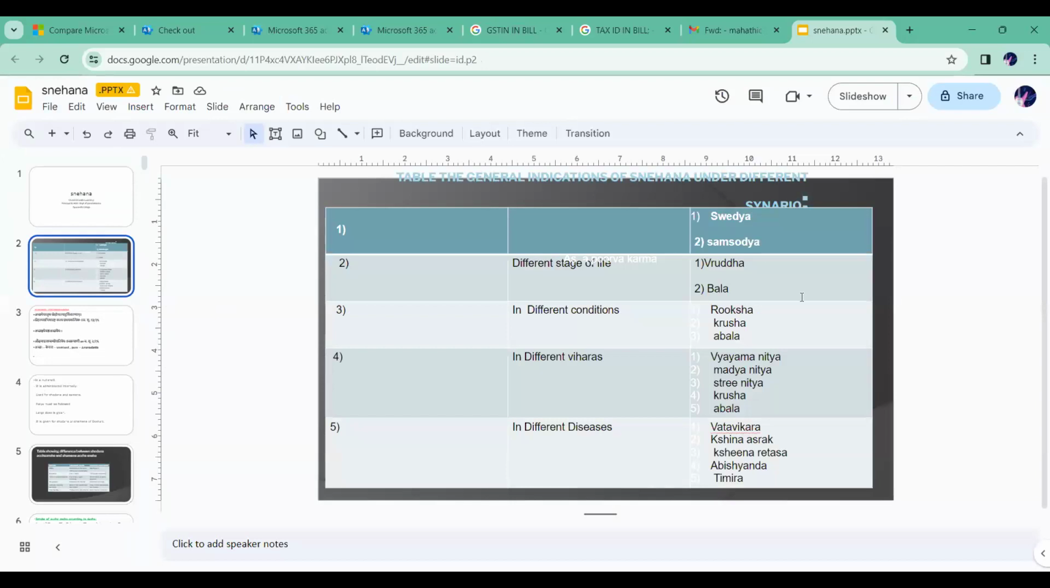Okay. So if you see, these are the different conditions where this Abhyantara Snehapana is given. The indications before Shodhana are Swedya and Samshodhya. In different stages of life, it is for Vruddha and Bala. In different conditions, Ruksha, Krisha and Abala. In different Vihara, Vyayama Nitya, Madhya Nitya, Stri Nitya, and Krisha and Abala. In different disease conditions, Vata Vikara, Kshina Shukra, Kshina Rakta, then Abhishyanda and Timira.